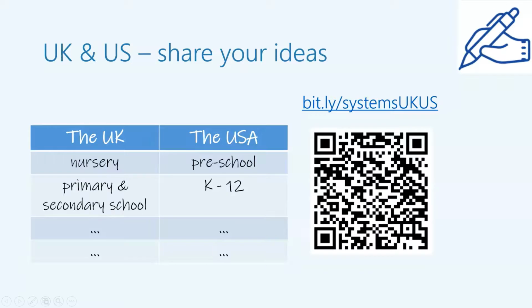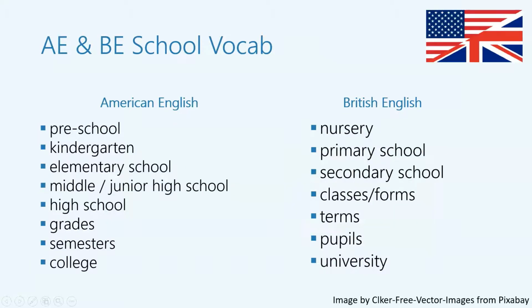While watching the video, you have probably noticed differences between American and British English when it comes to school vocabulary. On the left-hand side, you can see the list of items in American English: preschool, kindergarten, elementary school, middle or junior high school, grades, semesters, and college are some of the words you might hear in American English when talking about education. On the other hand, you can see nursery, primary school, secondary school, classes or forms, terms, pupils, and university as the words used to describe education in British English.